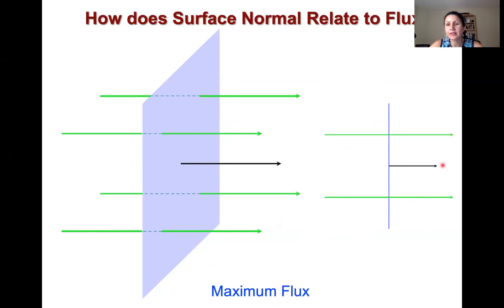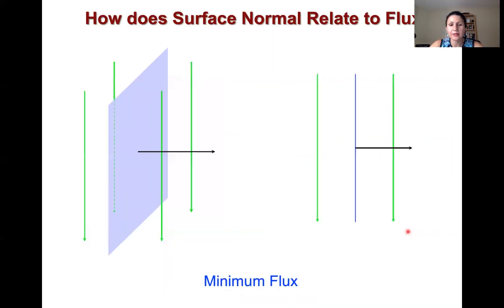So this is the orientation that results in the maximum amount of flux, when the surface normal is parallel to the magnetic field. Now, what's the minimum amount of flux you have? Well, if the surface normal is perpendicular to the field line, so if let's say the field is coming from above straight down, there are no field lines actually going through this area. So this is the minimum amount of flux, or in other words, zero flux, that you can have.